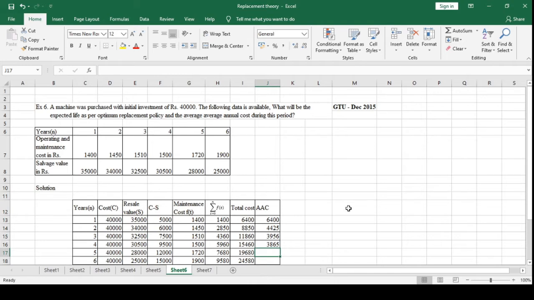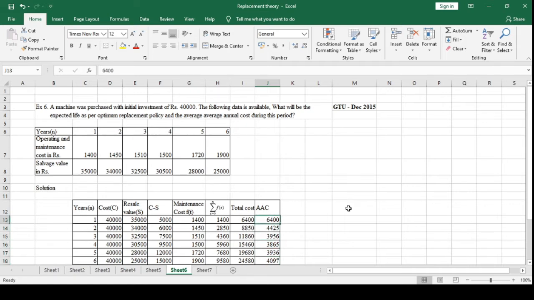For the fifth year, 680 divided by 5, so your answer will be 3936. And for the last year, 24580 divided by 6, so your answer will be 4097. Okay, so we will find when to replace a machine by looking at the average annual cost.